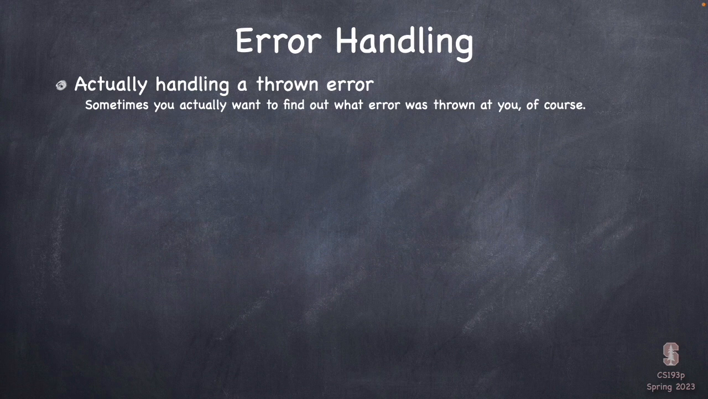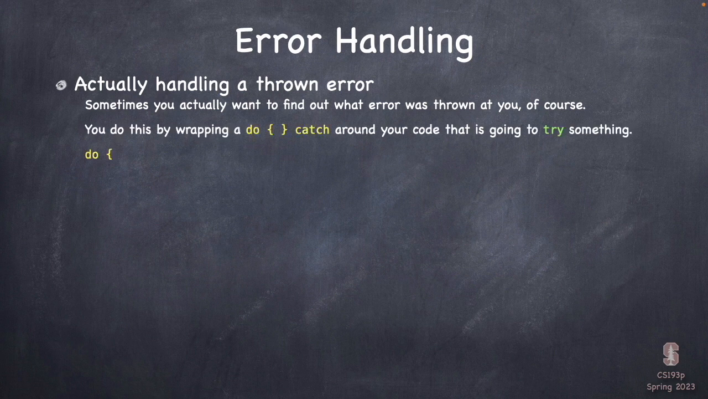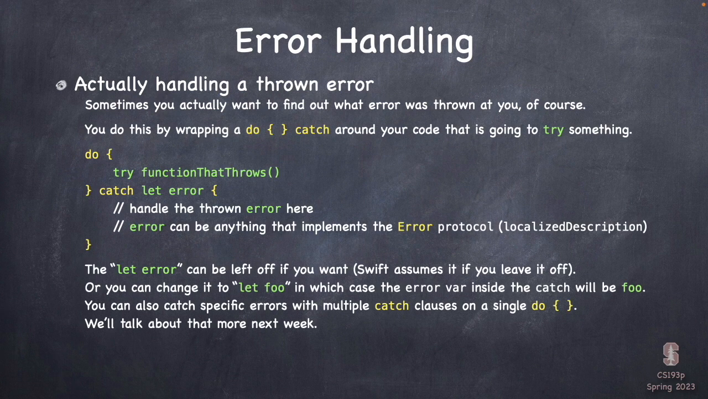Now, what if you do want to deal with the error? You want to see what the error was and do something about it. Clean up or do some alternative thing. To do that, you wrap your call and try with a do catch. So you just say do, open curly brace, any amount of code you want that can try as many things as it wants. And if any of the things inside there throw an error, then you can catch that error.